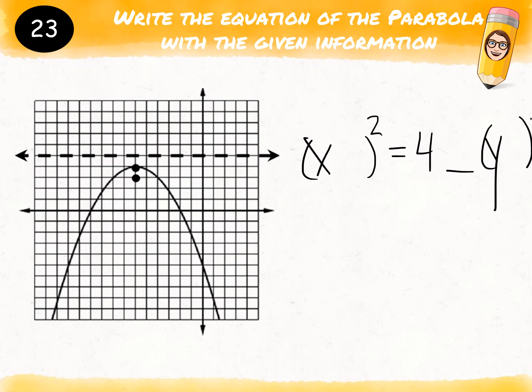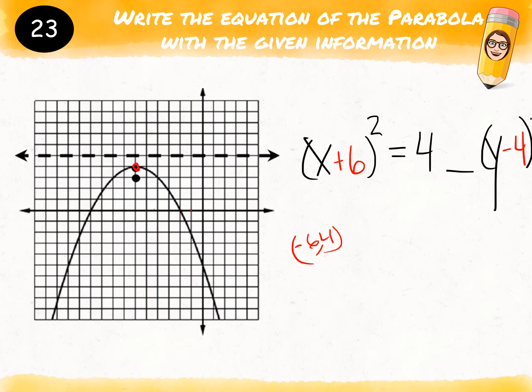Next, I'm going to identify my vertex. I can see that my vertex is at -6, 4. So that means from x, I'm going to add 6. From y, I'm going to subtract 4.